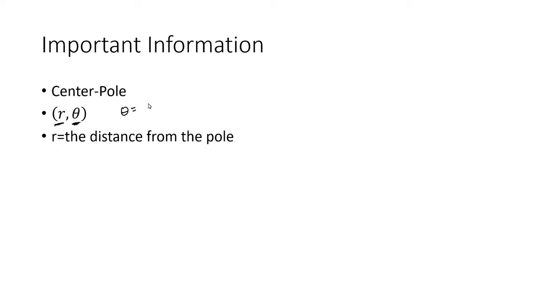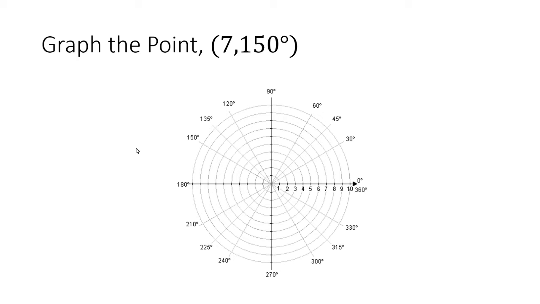And the angle can be in radians or degrees. Either one will work. Okay? And you have to be able to go back and forth between the two. So then right here, R is going to be your radius, which is going to be the distance from the pole. Okay? So let's look at an example.